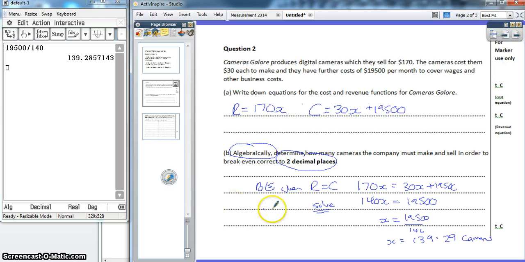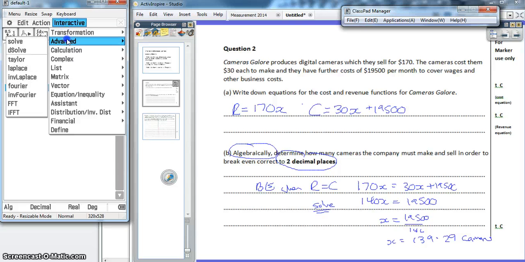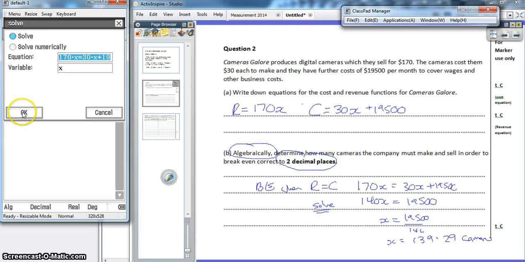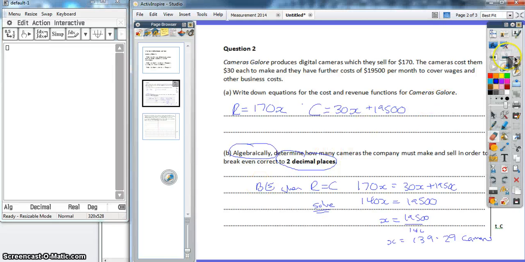Now you can probably get away with just solving at this stage and going straight to x equals 139.29. So just to make sure you know how to do that, you type in 170x equals 30x plus 19,500, which tells us that. You can then highlight, interactive, advanced, solve. There we go, solve for x. x is 139.29.